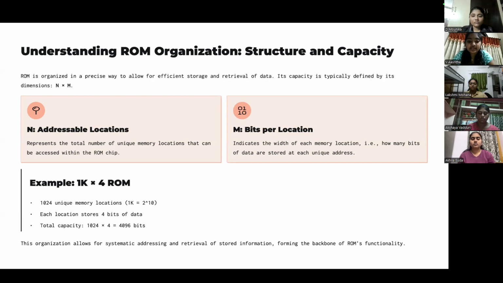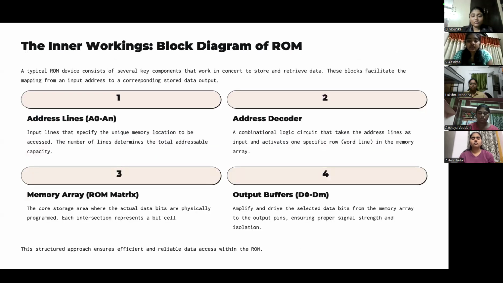Coming to the next slide, block diagram of ROM. Now, moving on to the block diagram of ROM, a ROM mainly consists of four blocks that work together to output the stored data. The first block is the address lines. These lines carry the input address from the processor and decide which location in the ROM should be accessed.